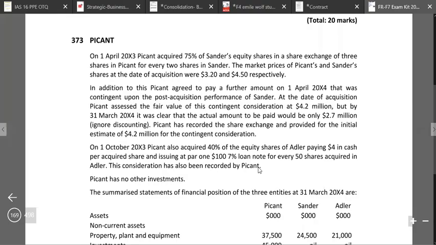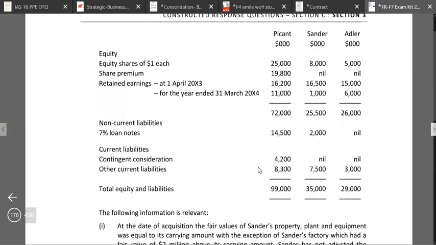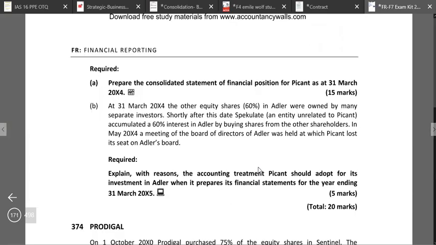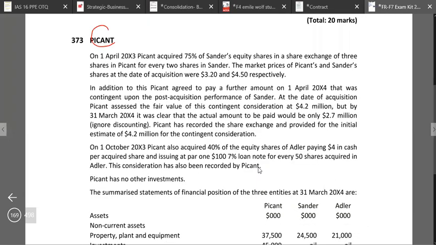All right, so you have a question, Picant, and this is from the Kaplan kit. And first of all, let's go to the requirement. The requirement is to prepare the consolidated statement of financial position of Picant. Okay, so this was your question.